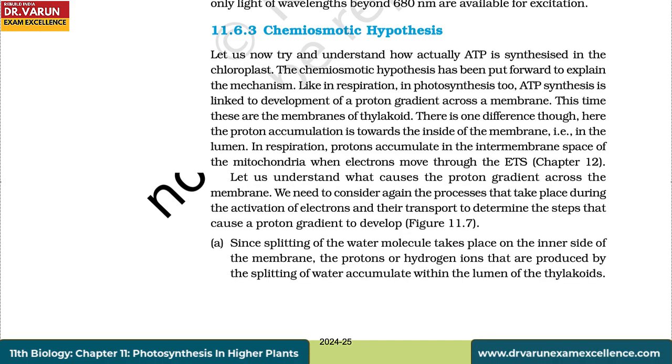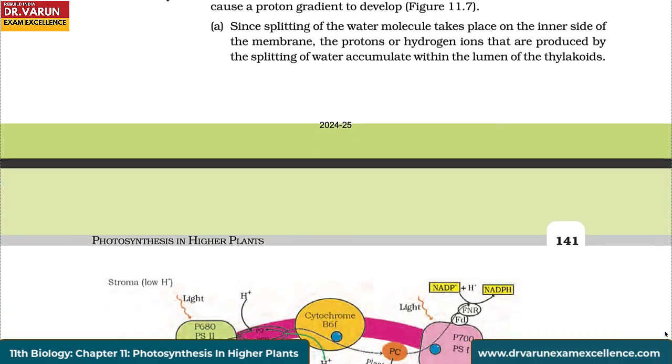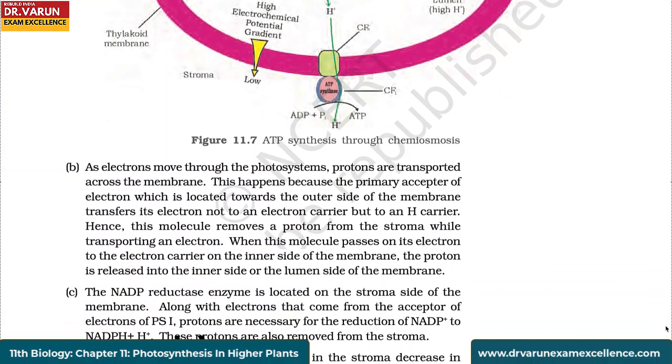Let us understand what causes the proton gradient across the membrane. We need to consider again the processes that take place during the activation of electrons and their transport to determine the steps that cause a proton gradient to develop. Since splitting of the water molecule takes place on the inner side of the membrane, the protons or hydrogen ions that are produced by the splitting of water accumulate within the lumen of the thylakoids.